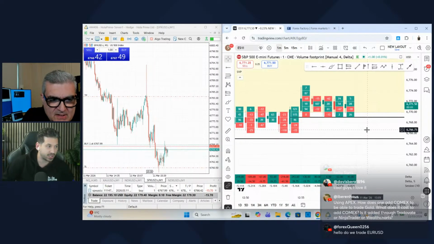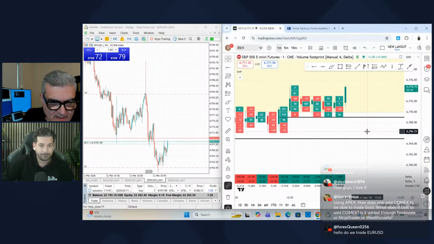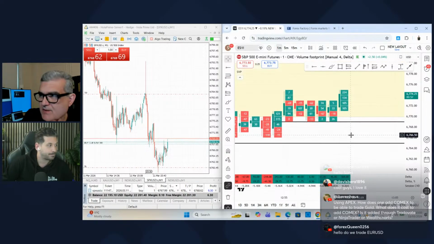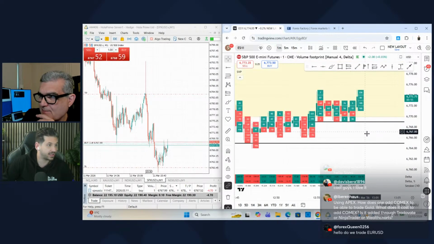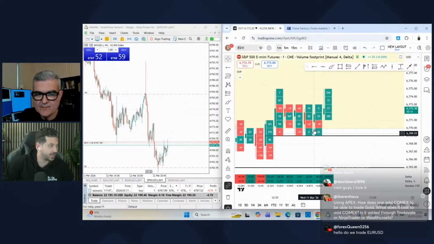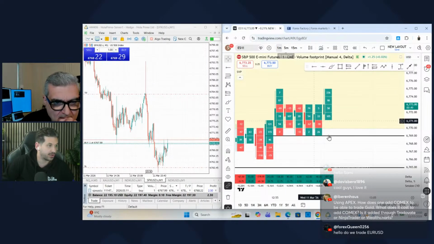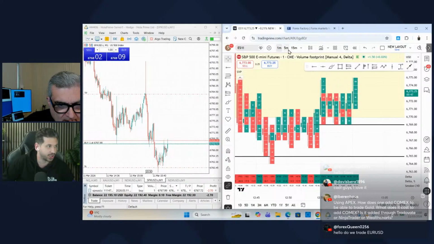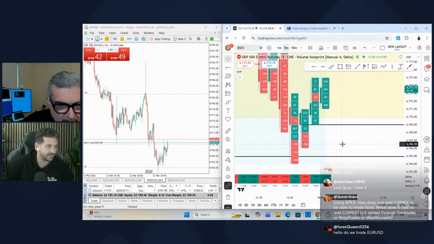So this is 1 minute, and before you were looking at 5 minute. We popped. There it is. So this is 1 minute. Just a second ago, I was showing the 5 minute because you can see the volume distribution a bit easier on higher time frames, like the 5 minute.